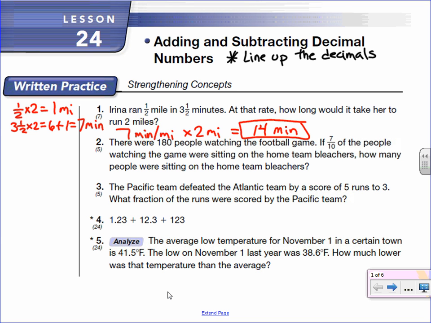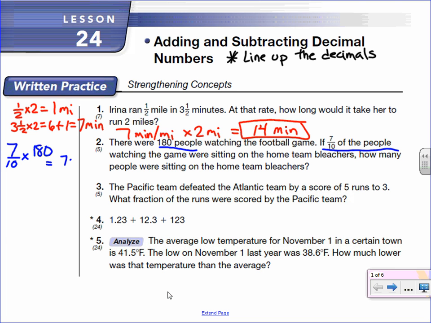There were 180 people watching the football game. If 7/10 of the people watching the game were sitting on the home team bleachers, how many people were sitting on the home team bleachers? Well, we have 180 people, and 7/10 of the people were on the home team bleachers. So we're going to have 7/10 of 180 means 7/10 times 180. And this would mean 7 times 180 divided by 10. Or we could divide 180 by 10 right away, which is a little bit easier because then we can just do 7 times 18.